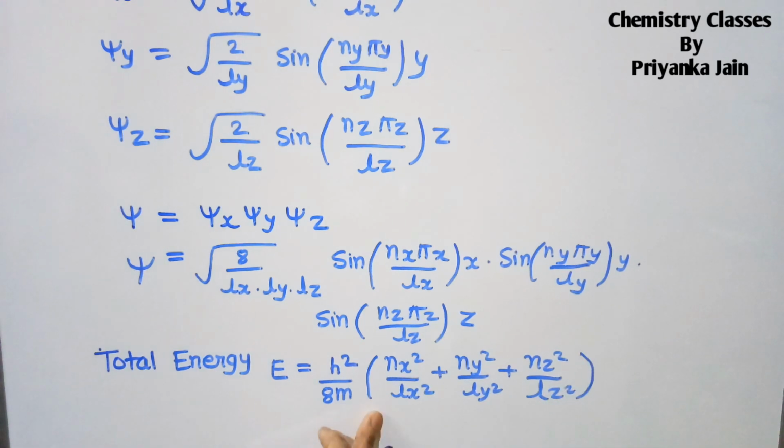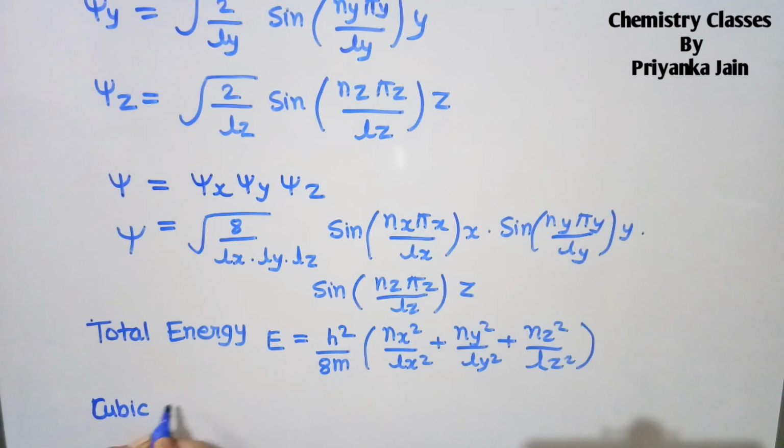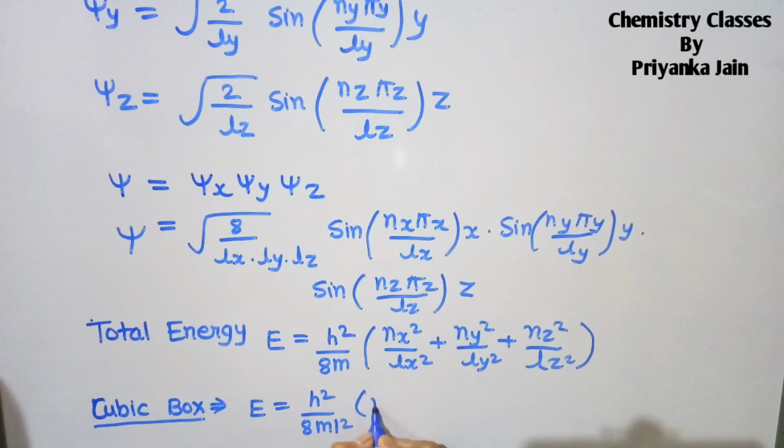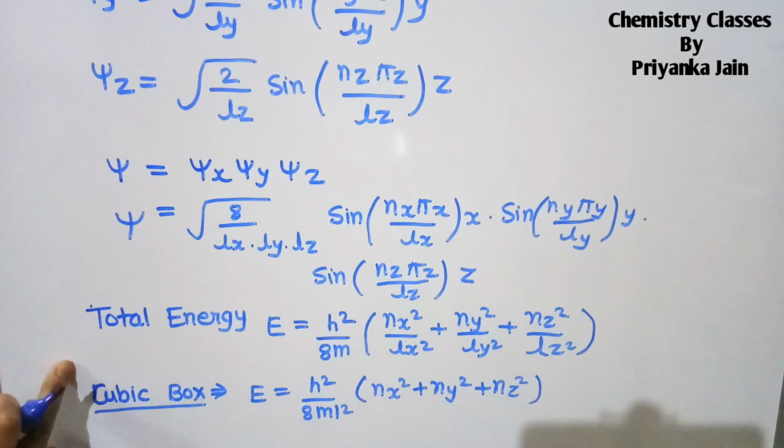And in the case of a cube, we know Lx will be equal to Ly and Ly will be equal to Lz, because all the dimensions are of the same length. So this will be equal to L. So for a cubic box, all lengths will be the same. So our energy will be equal to h² upon 8mL² times (nx² plus ny² plus nz²), right? So these are some formulas that you must learn, okay?